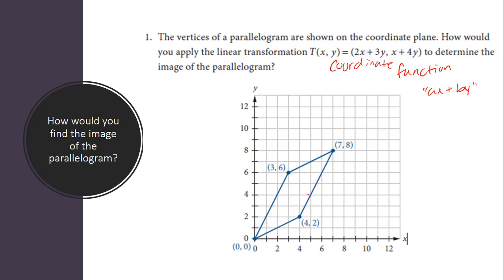I started grading some of those quizzes and I see that some of y'all forgot what coordinate function meant. Coordinate function meant that it's in ax plus by form. So using the given coordinate function, you're going to transform and graph the following 4 points of this parallelogram: 0, 0, 3, 6, 4, 2, and 7, 8. You have 2 minutes to transform all 4 points using the coordinate function.